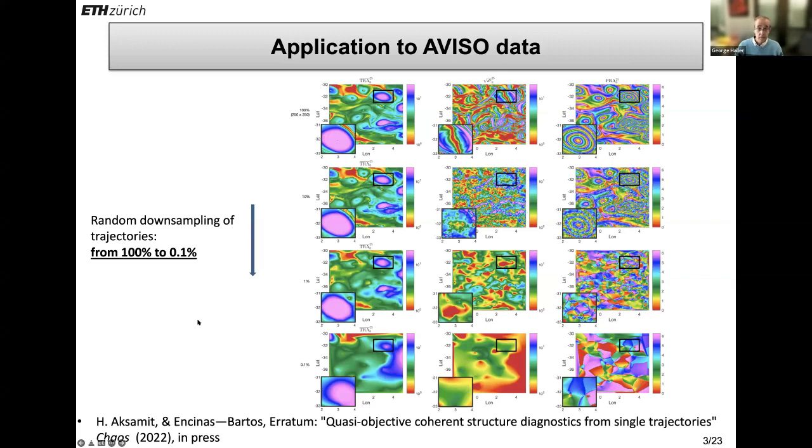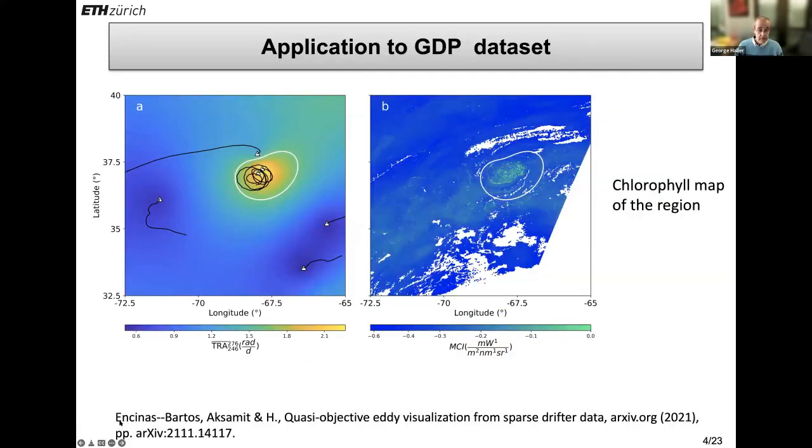And then based on that, there was a more recent preprint by my student, Alex Encinas Bartos, who applied this to the real thing, which is this global drifter project data set. So these are actual drifters from that data set. And I think he was using, let's count, 1, 2, 3, 4, 5, 6 in this picture, very sparse. You can read it off from the longitudes and latitudes.